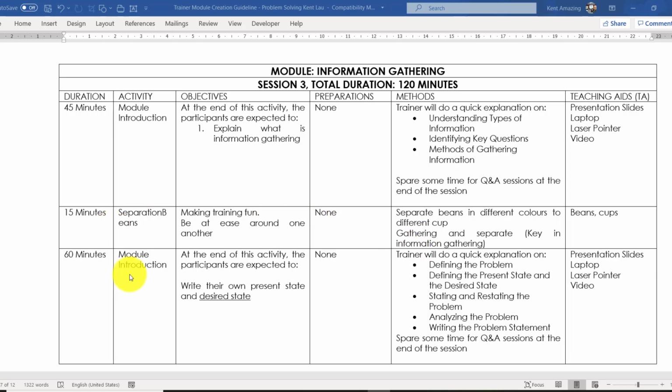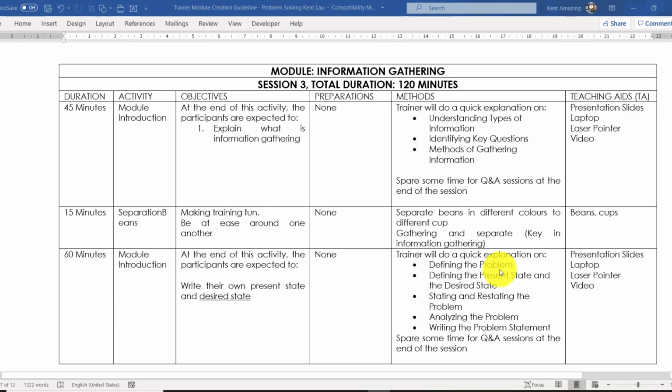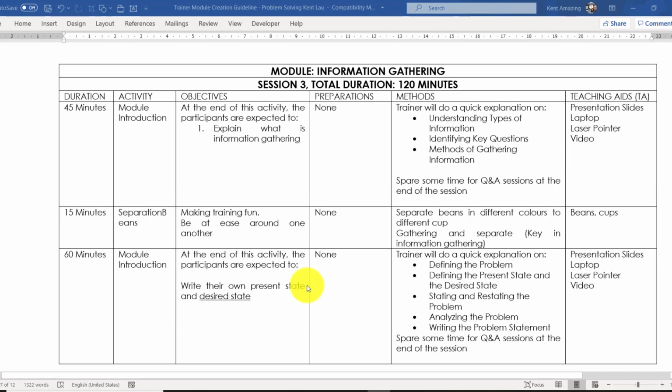That will help. Then for 60 minutes, we introduce the next topic, which is defining the problem: present state and desired state. We emphasize that the student must learn to write not only the present state but the desired state. We use one of the famous e-healing projects to explain this in great detail. That completes session 3.